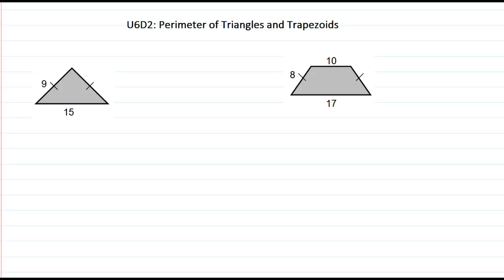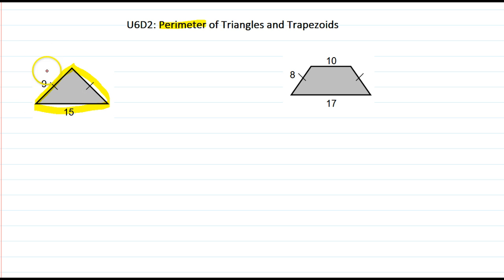Alright, today we're going to look at the perimeter of triangles and trapezoids. Not much different than what we did yesterday. You just got to remember that perimeter means the distance around the object. So here we have 9, and then we have this side, and then we have 15. So to find the perimeter, we're going to add up those three sides.